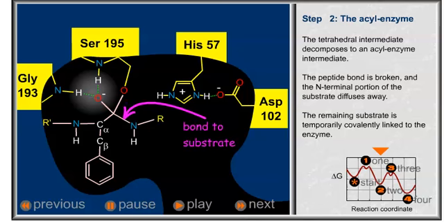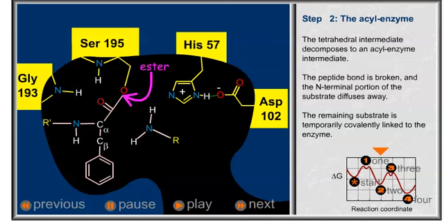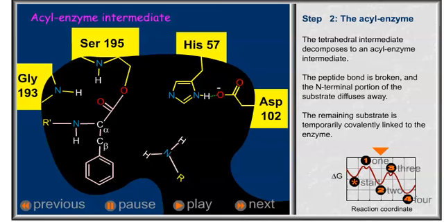Or the bond to the nitrogen can break, releasing the C-terminal portion of the substrate while forming an ester linkage to the N-terminal portion. This latter assembly is called the acyl enzyme intermediate. Note that the hydrogen temporarily held by the histidine has now been passed on to the leaving polypeptide fragment.